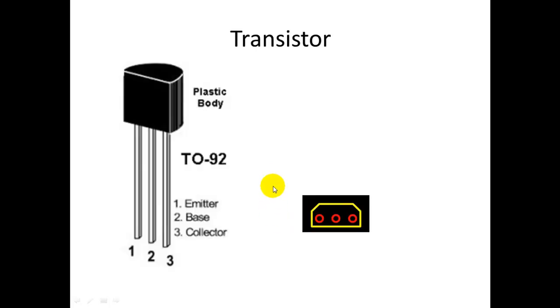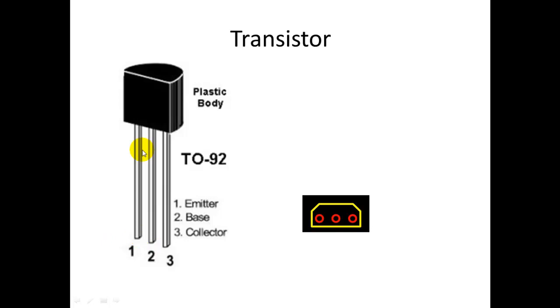The second part that you see here is a transistor. This is the physical appearance of a transistor. This specific one, with the transistor outline number 92, has a flat side on one side, and the other side is semi-curved. It's made out of plastic, and it has three leads coming out from one side. The leads are numbered, and each one of them has a specific purpose, so they cannot be swapped. They have to be connected in the right orientation on the circuit board.